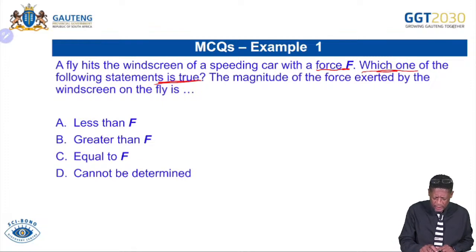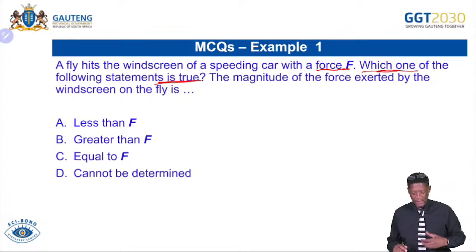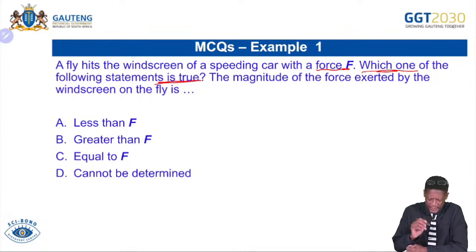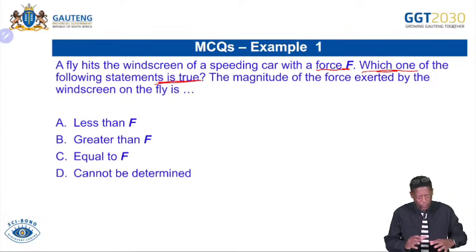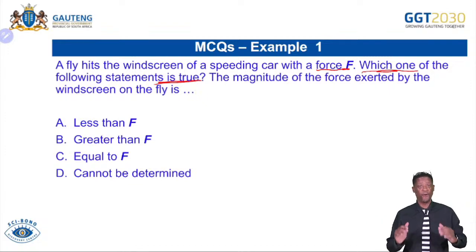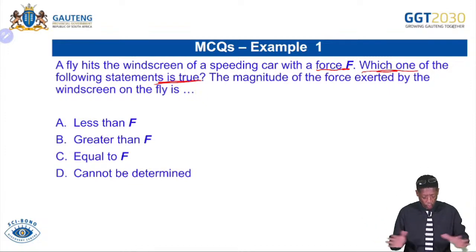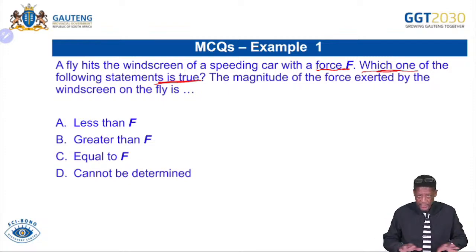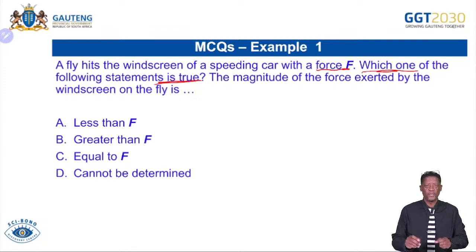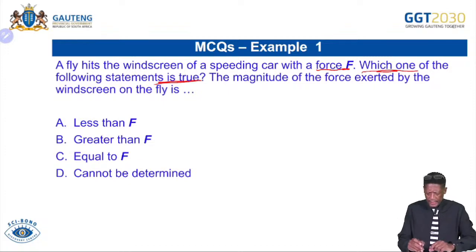The magnitude of the force exerted by the windscreen on the fly is, now you compare the two, the magnitude of the force exerted by the windscreen on the fly. What is it? Right. Now, let us look at it. What comes to your mind is, look at those wrong first. We eliminate. We want the wrong ones before we can start with the correct one. I can see we are starting to think. We start saying this is it, because you don't apply your mind. Apply your mind.